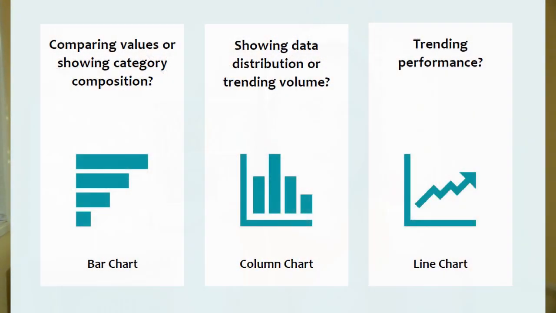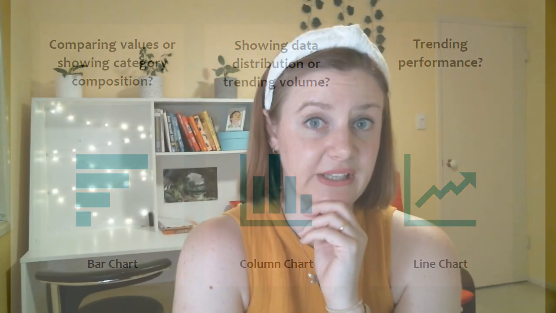There are 3 graphs that are very good for explaining because everyone understands them, and they are a bar chart, a column chart, and a line chart. These are simple. I know they're not particularly exciting, but they are very clear, they're very simple, and they can be understood by your audience very quickly.